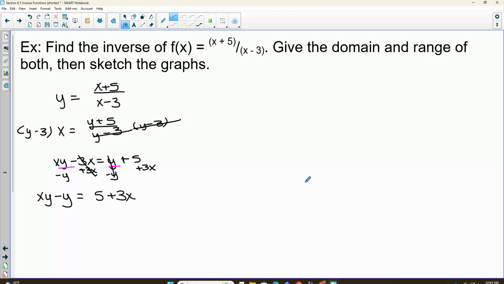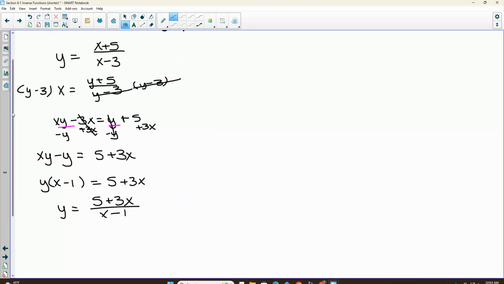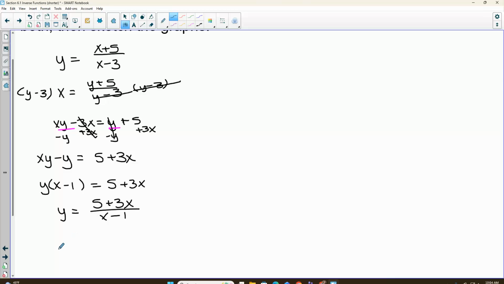Now what do you do? Take a factor out of y. So then to get y by itself, we divide, so we have 5 plus 3x over x minus 1. Final step, instead of y, we put f inverse of x, that f to the negative 1.